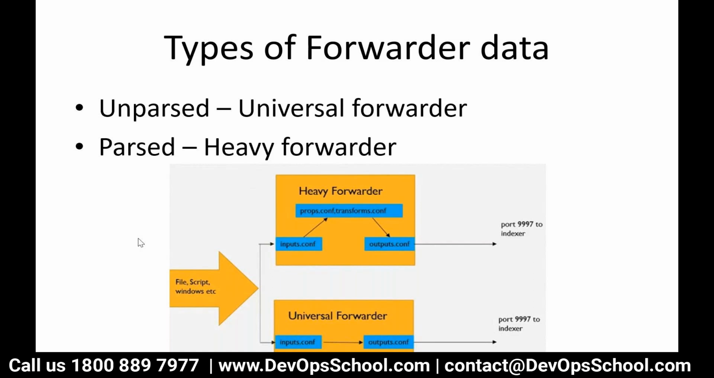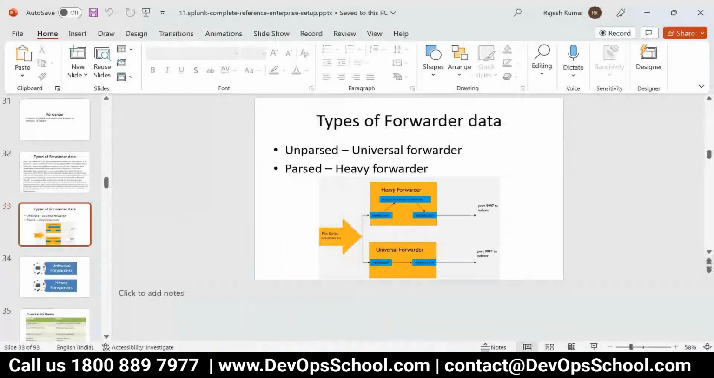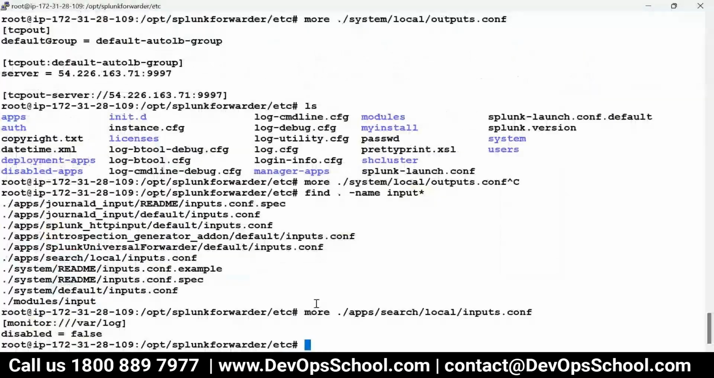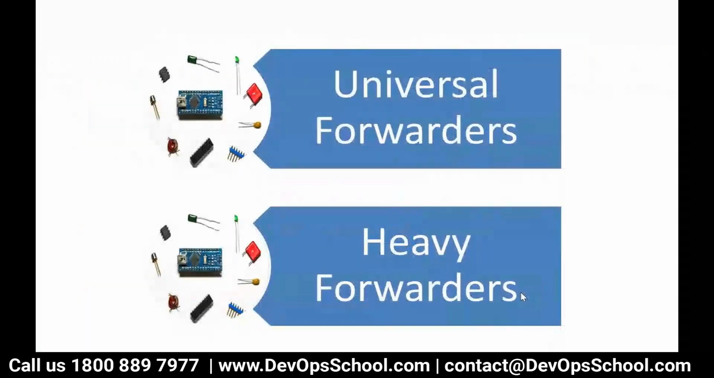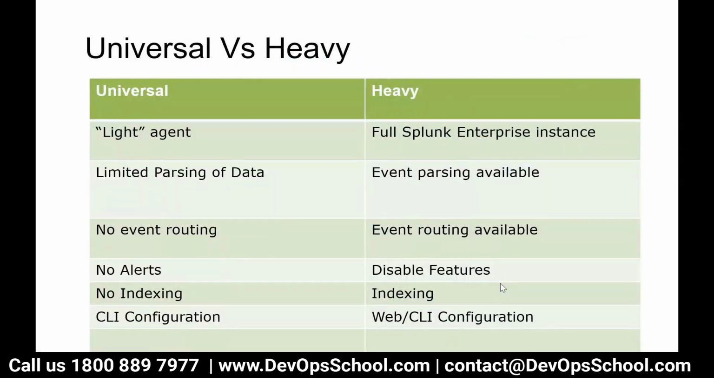Universal forwarder I have shown you. It's under the etc directory. I hope you remember that. So this is the location for changes. Okay, so the universal forwarder difference: the universal forwarder is a light agent. The heavy forwarder is a full Splunk Enterprise instance. The universal forwarder has limited parsing of data. Heavy has event parsing available. Routing is not possible in universal; in heavy it is possible. No alerts, no indexing, and only CLI configuration in universal. But in the heavy forwarder, alerting is disabled by default but you can enable it, indexing is there anyway, and both web and CLI configuration are available.